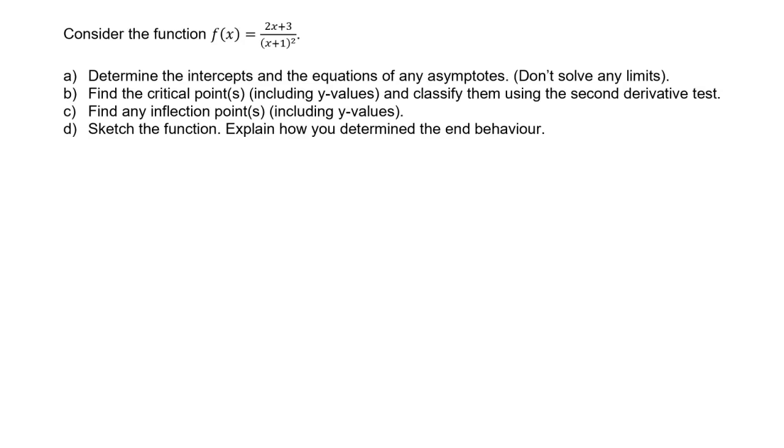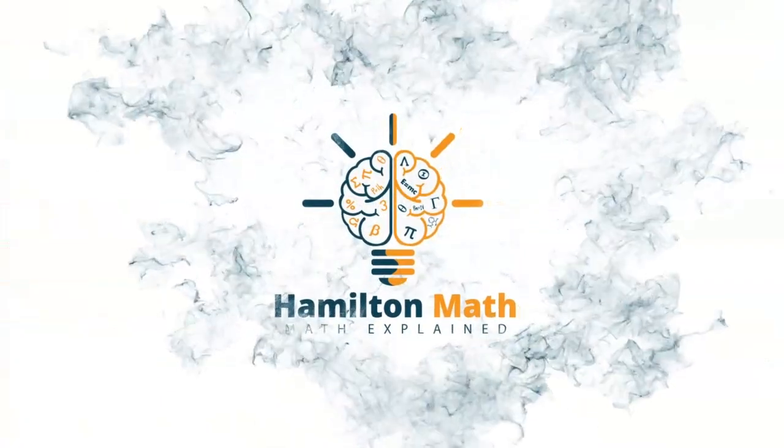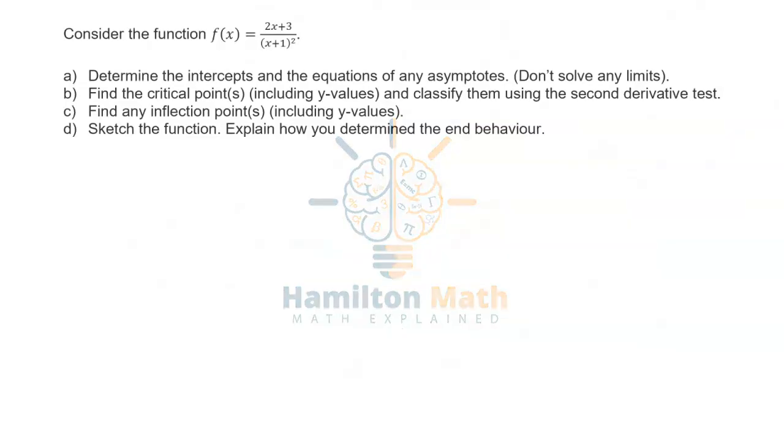This question is all about how to graph a rational function. Instead of using limits though, we're going to look at the original function and the properties we can tell from that, and then look at the first and second derivative and consider the critical points, inflection points, and concavity. So let's look at part A of this.